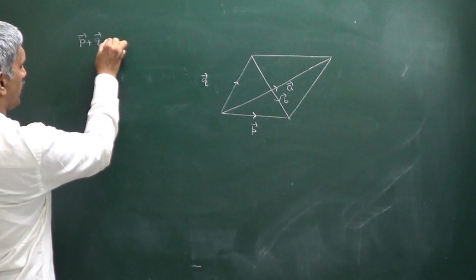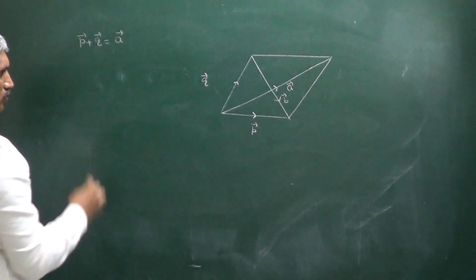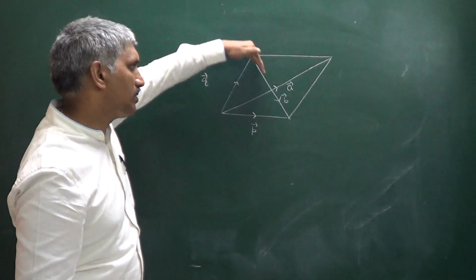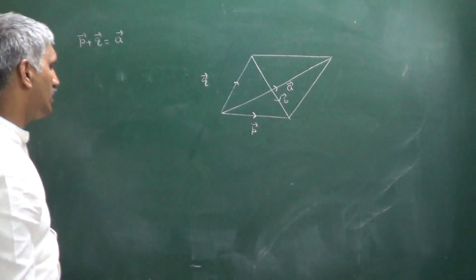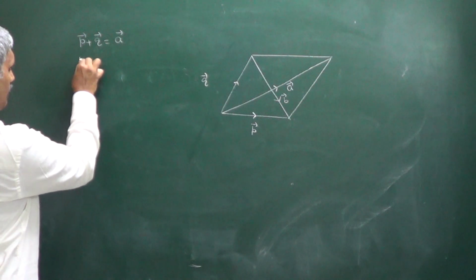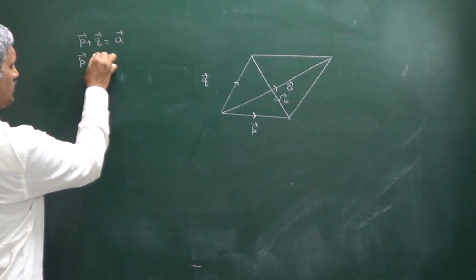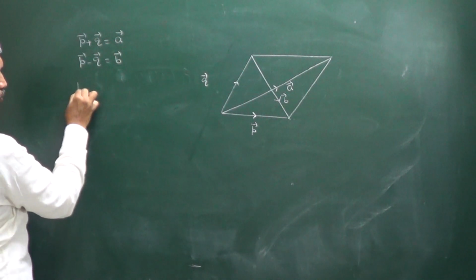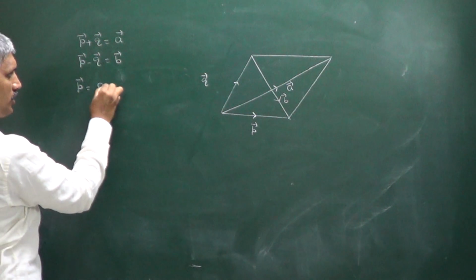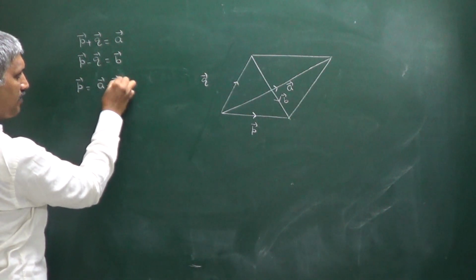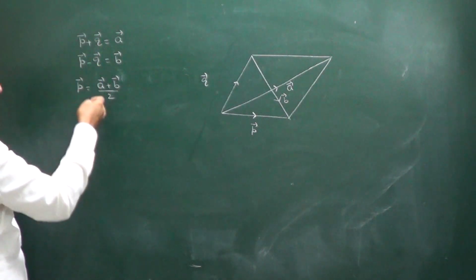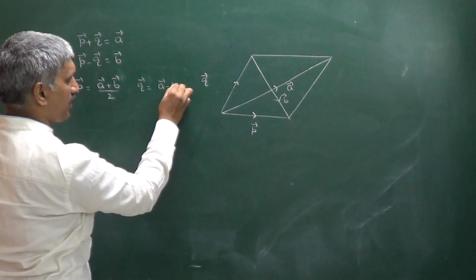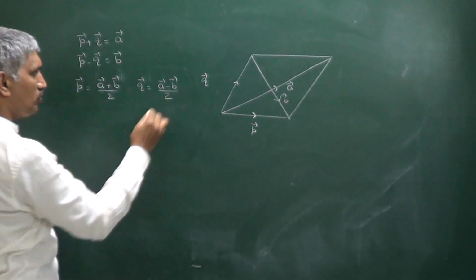Tell me now, according to the parallelogram law of addition of vectors, what can we write? P bar plus Q bar is equal to A bar. At the same time, Q bar plus B bar is equal to P bar, or not? That's why I can write P bar minus Q bar is equal to B bar. Now add these two, you will get P bar is equal to A bar plus B bar divided by 2. Now subtract these two, you will get Q bar is equal to A bar minus B bar divided by 2.